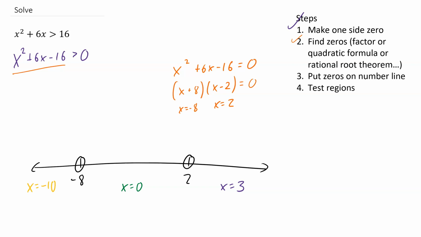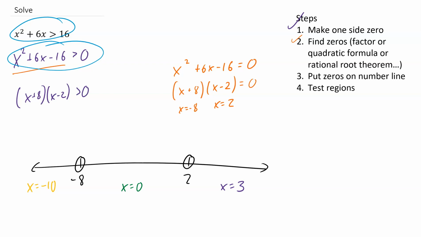I'm going to take each of those numbers and plug it into the inequality. Either I'll plug it into this one, or I'll plug it into this one, or I could plug it into a factored version. I plug into one of those and see if it makes it true. If I plug in -10, let's just say I plug it into this, I get -2 times -12 is greater than 0. Is that true? Yeah, that's true. A negative times a negative will be a positive, so it will be greater than 0.